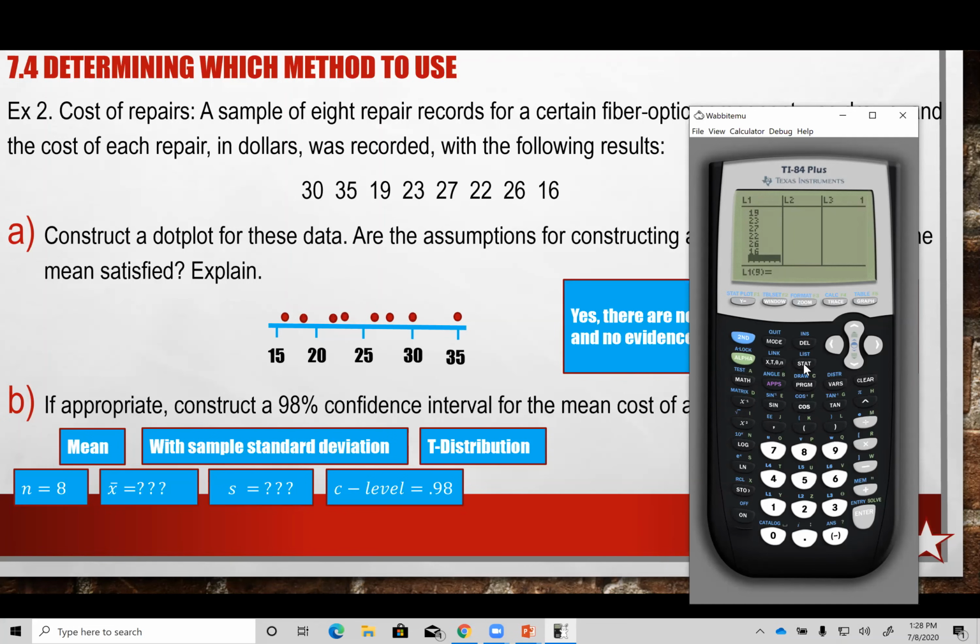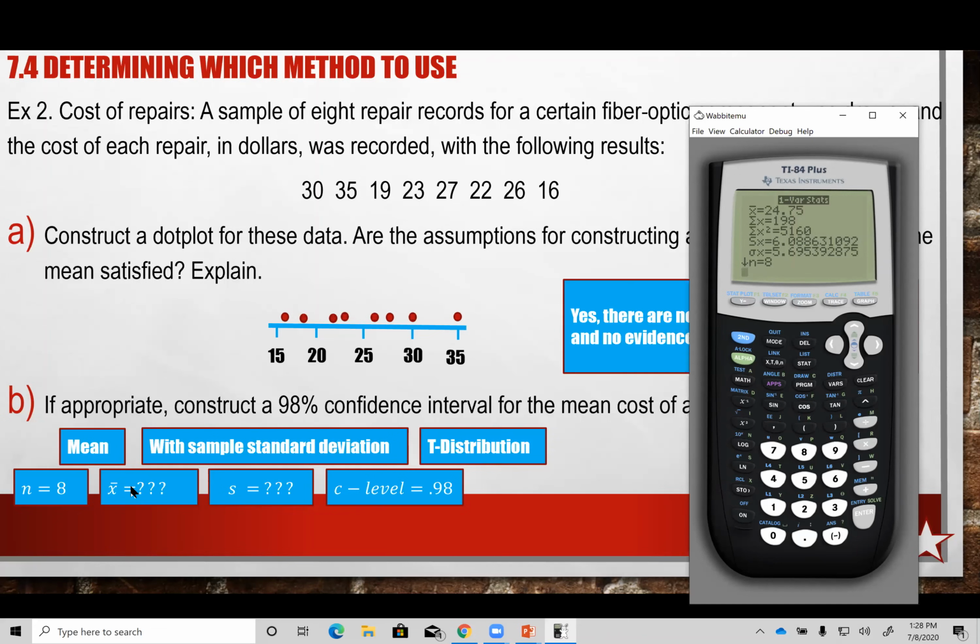So if you remember, you type your data in L1, and then we hit stat and do the calculate, which is the 1-Var Stats. Hey, it's still there. Once you learn it, it's still there, and you still have to use it. If you do the 1-Var Stats, you see that we have the x bar, which is 24.75. That is your mean, your point estimator. And then we have the s, which is 6.088631092.